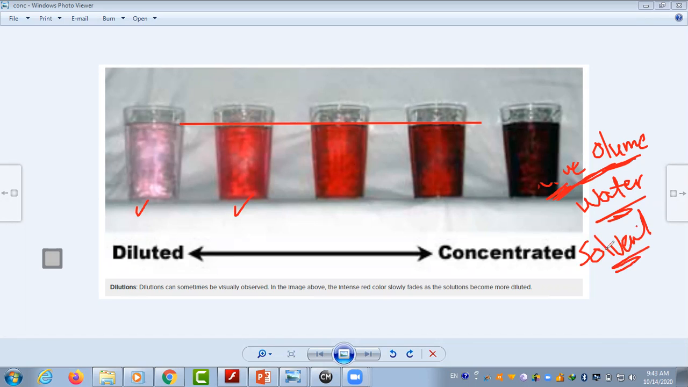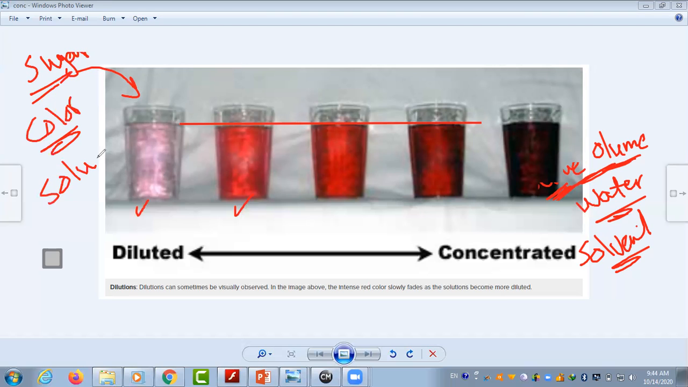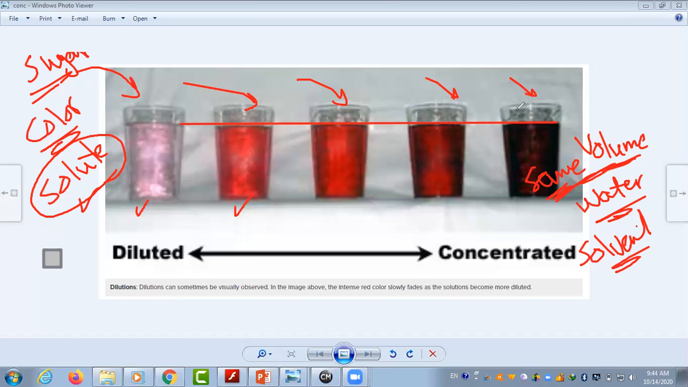So the same volume of solvent, but what we put here, like sugar or color, what do we call this substance? Solute. So here we use less solute, but here we increase the amount of solute. As you can see, in each cup the color increases. It means we are using more solute.